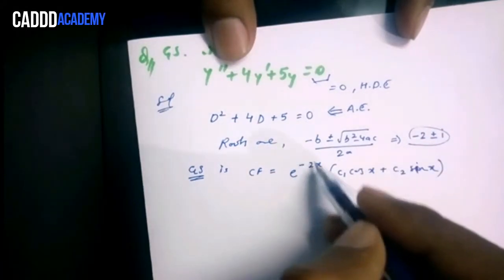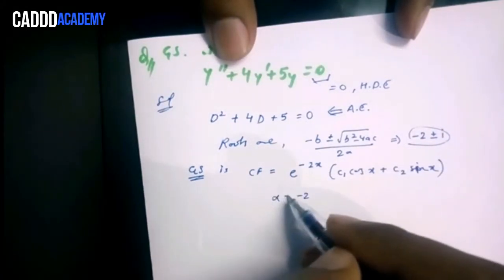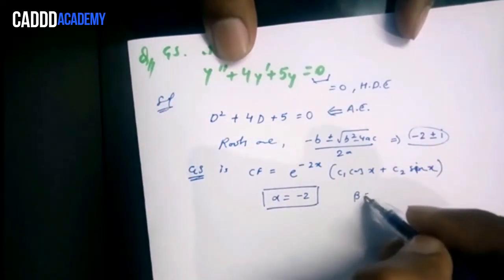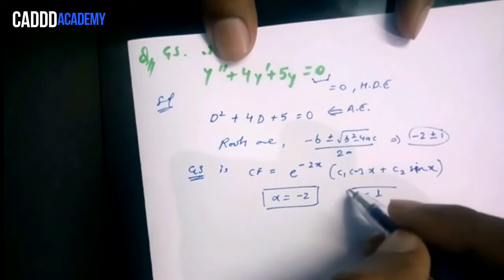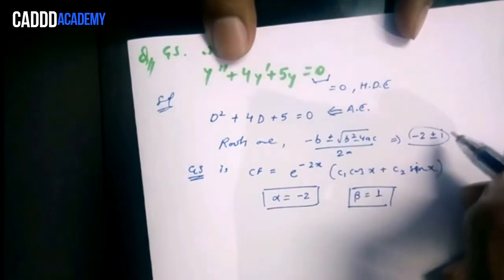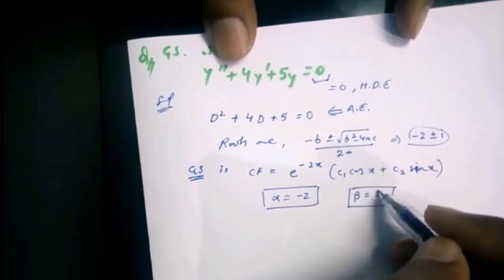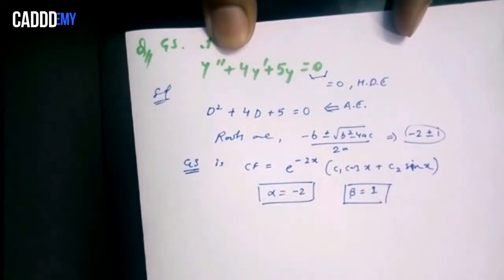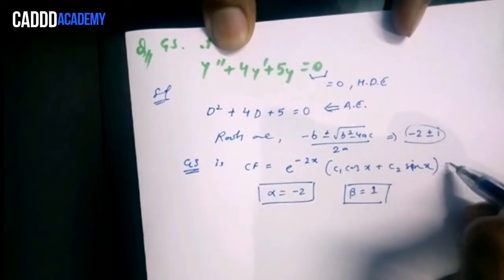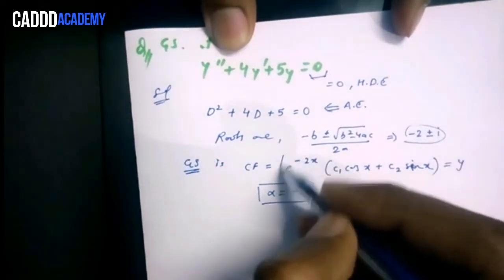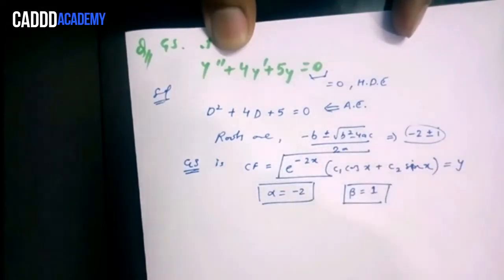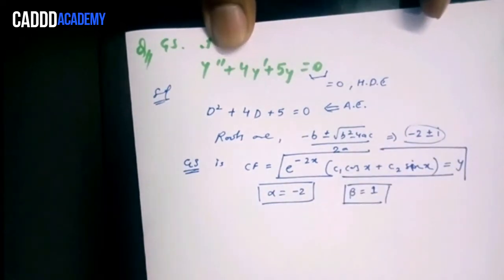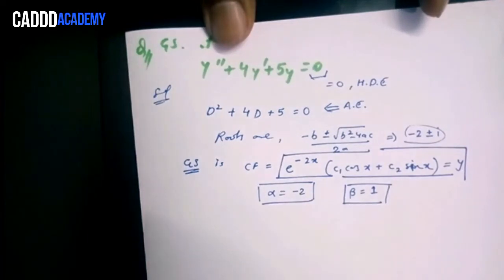So this minus 2 is alpha, and beta is just 1. The coefficient of i or j is 1 here, so beta is equal to 1. So by using case 4, we got the solution as y is equal to this thing. So this is the solution for this differential equation.